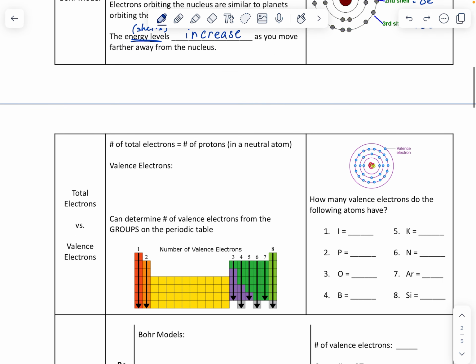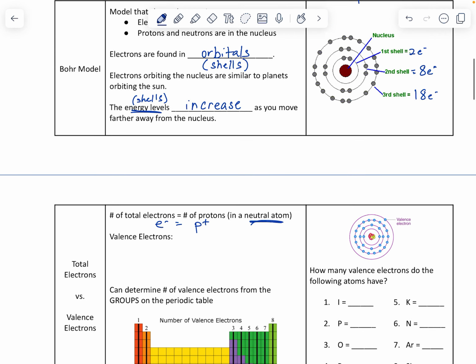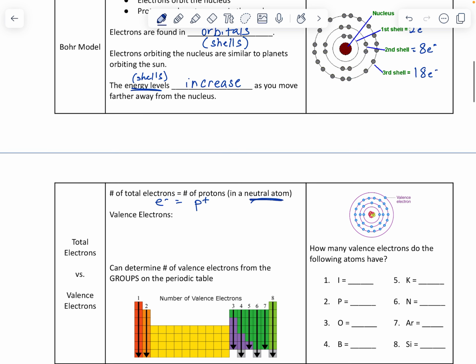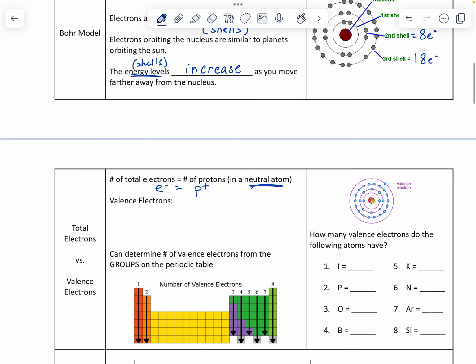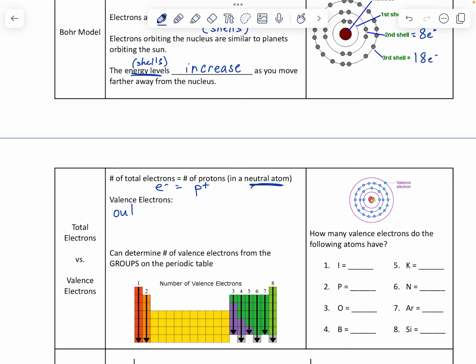And we talked about valence electrons. So we know that in a neutral atom, the number of electrons equals the number of protons, right? They have to balance each other out. And then we get certain valence electron numbers based on where they are situated in certain elements, atoms. These are the most important electrons, which are the outermost electrons that reside in the furthest shell.